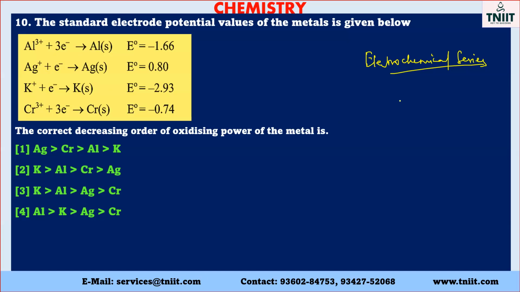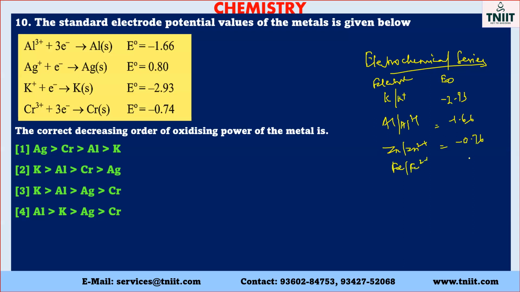For example, we'll write potassium, K, giving you K plus. This is the electrode, and this is the electrode potential E0. So it's minus 2.93. Aluminium, Al3 plus, it's minus 1.66. We have zinc, Zn2 plus, that's minus 0.76. I have the iron electrode, Fe2 plus, it's minus 0.44. We have the hydrogen electrode. The potential is assumed to be 0 volts.